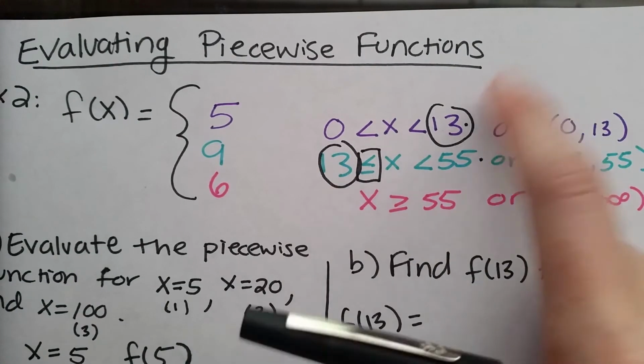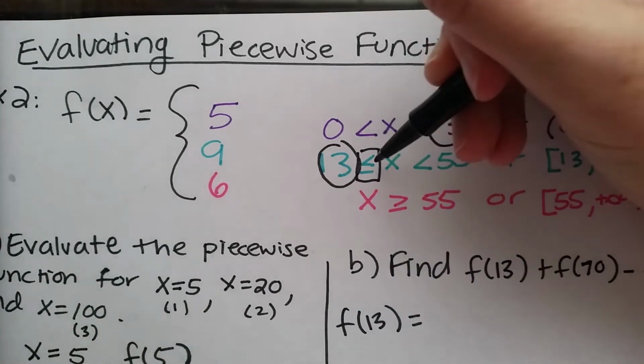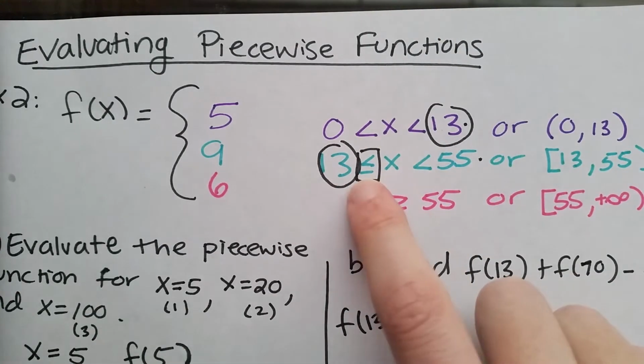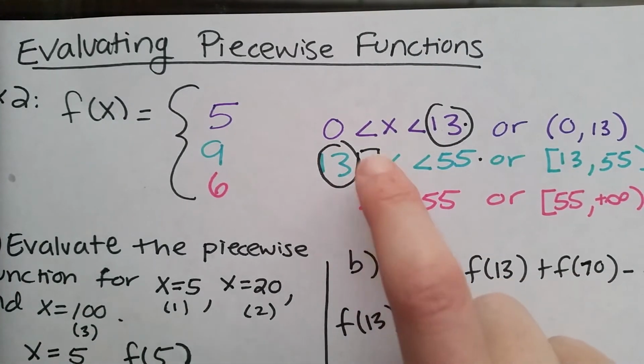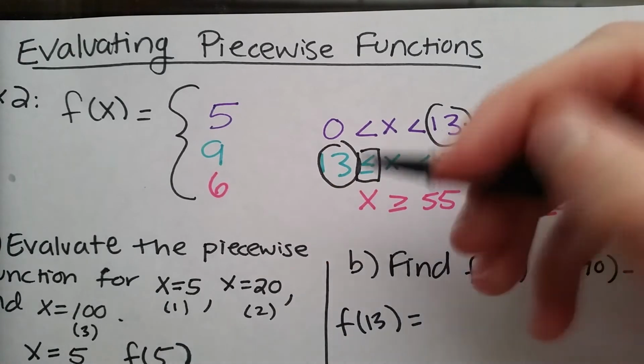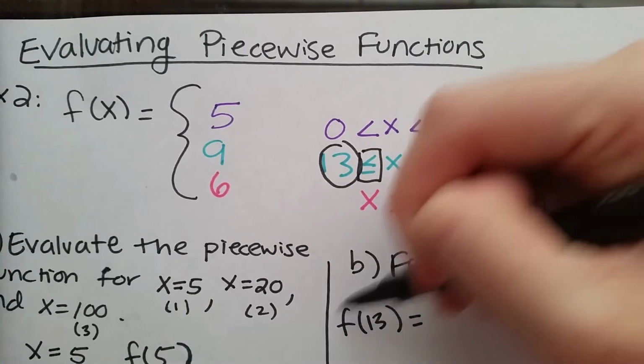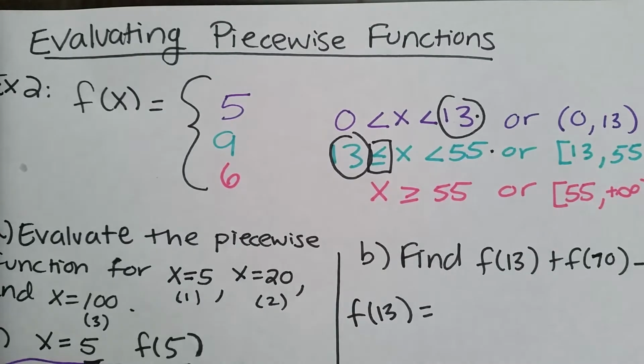So we have to be careful. If we have a number that's one of the values in our inequality, we have to pick the one where it equals it, which this little equal to symbol allows us to be equal to 13. So when x is 13, the function will be a 9.